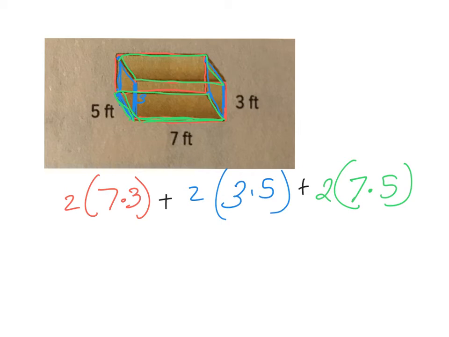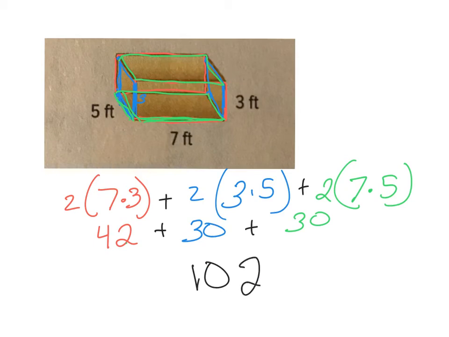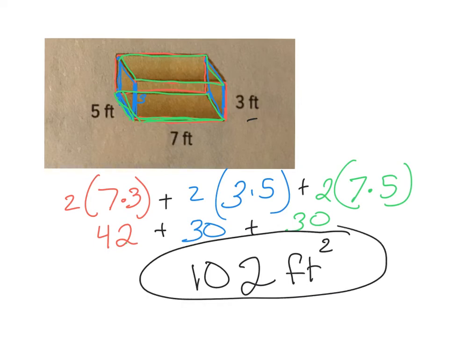7 times 3 is 21, times 2 is 42, plus 3 times 5 is 15, times 2 is 30, plus 7 times 5 is 35, times 2 is 70. Now, 30 plus 30 is 60. 60 plus 40 is 100, plus the 2 is 102. Need a unit, which is feet, and it's the area, so it's squared. Cool. 102 feet squared is the surface area.